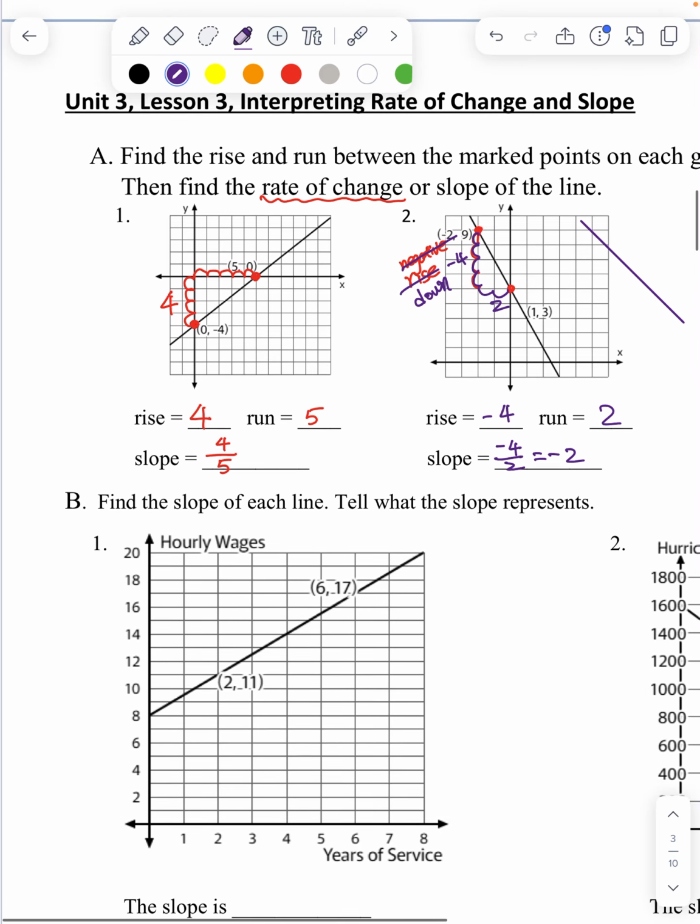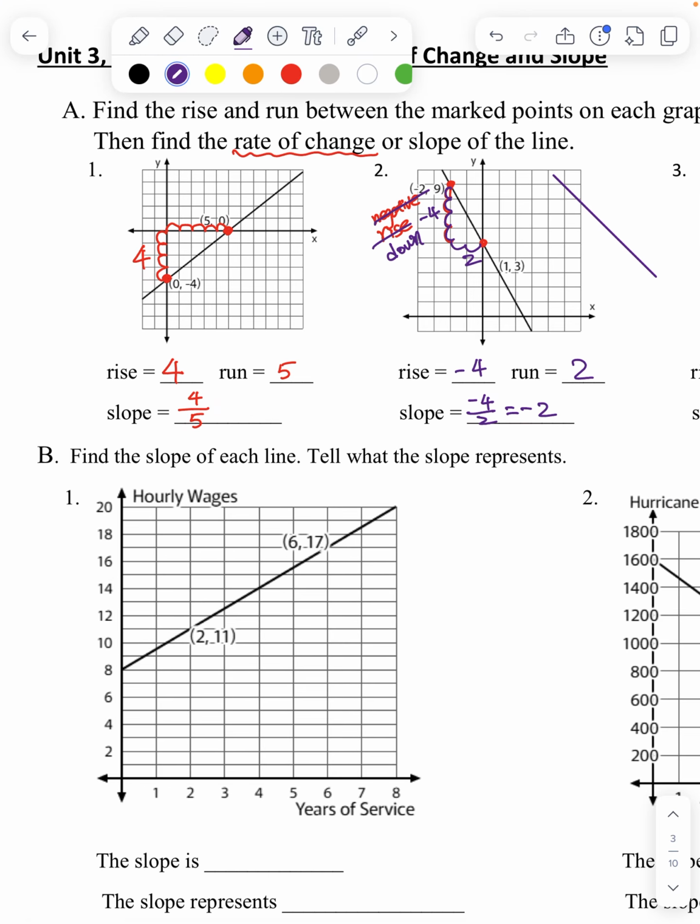Okay, let's do part B. Find the slope of each line. Tell what the slope represents. We also have points. Here's 2, 11. Here's 6, 17. The x-axis, the horizontal, represents the time, years of service. The y-axis is hourly wages. It's money, earnings.